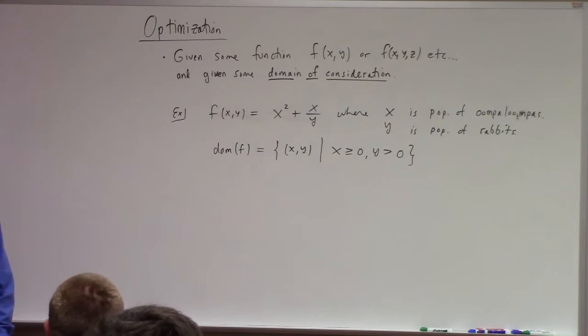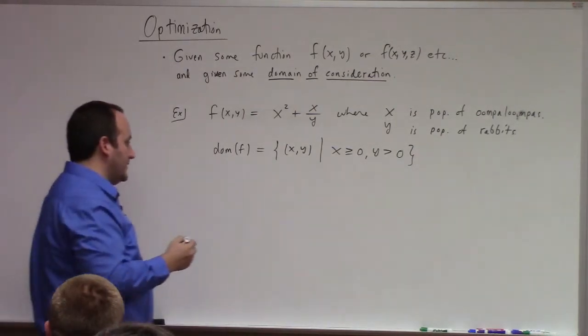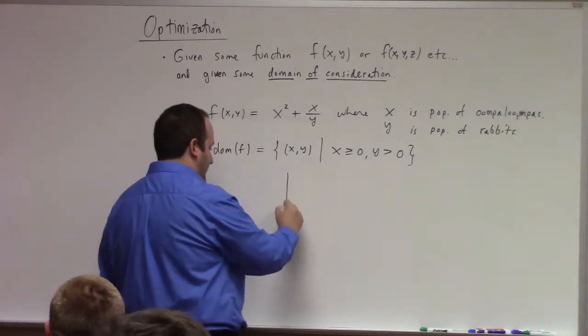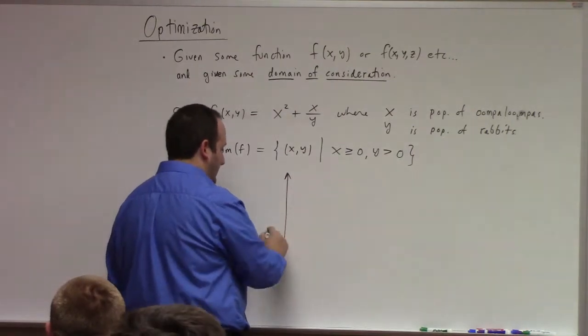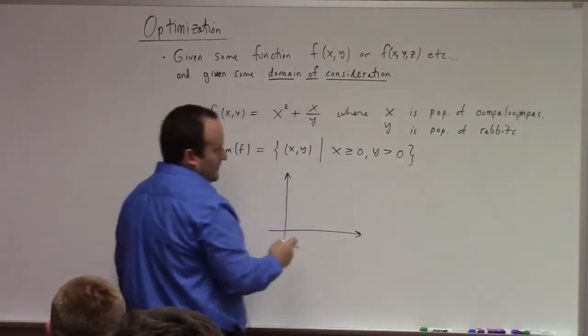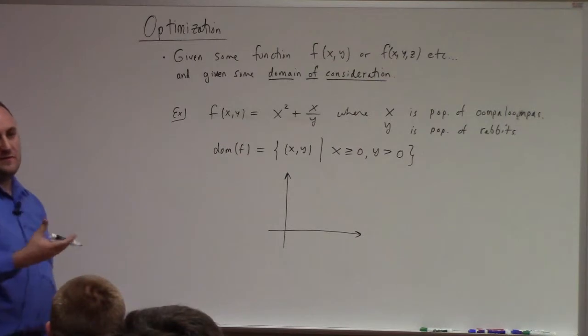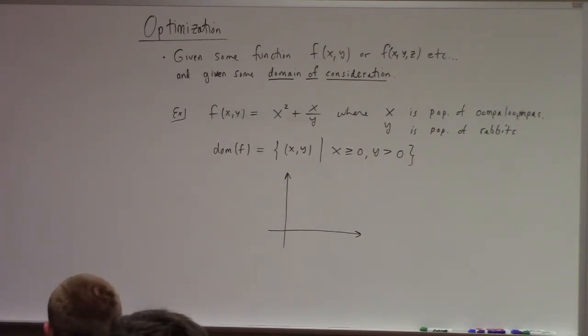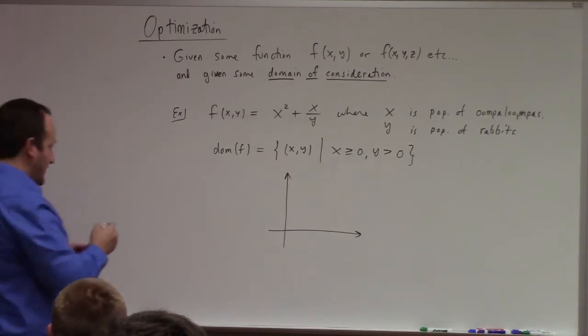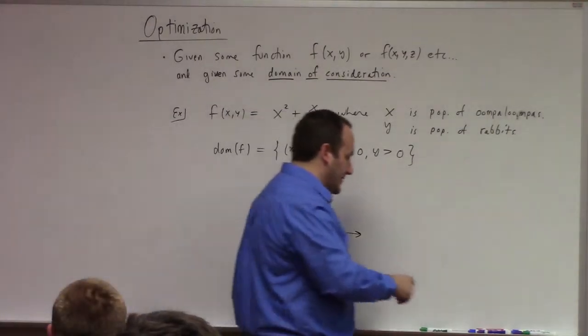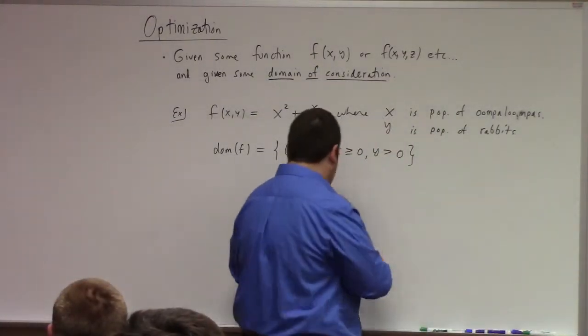And so how would you figure out where that function was largest or smallest? I mean, how would you analyze such a question? So that's our goal, to be able to answer questions like that. Given some function with some domain of consideration, how do you figure out where the value of the function is largest or smallest, right? Now, it could be like this problem. What's the domain of consideration? Well, it's genuinely two-dimensional, right? Like this, right?